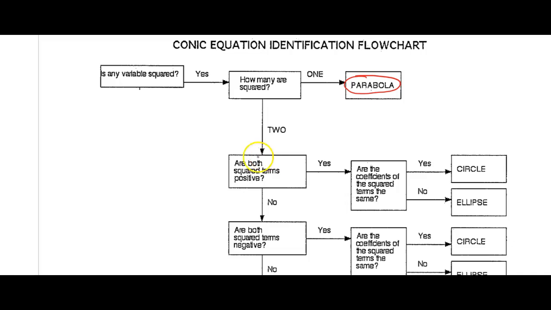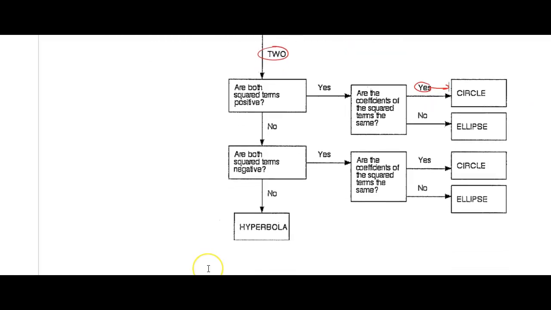Now, if both squared terms are positive, so say you have two squared terms and both are positive, then you have a choice between a circle or an ellipse. If the coefficients of the squared terms are the same, we know it's going to be a circle. If the coefficients are different, it's going to be an ellipse. If both of them are negative, it's going to be the same rules for a circle and an ellipse.